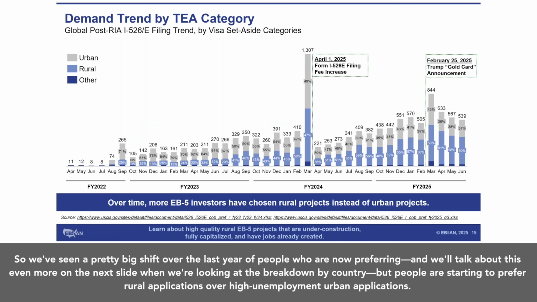So we've seen a pretty big shift over the last year of people who are now preferring, and we'll talk about this even more on the next slide when we're looking at the breakdown by country, but people are starting to prefer rural applications over high unemployment urban applications.